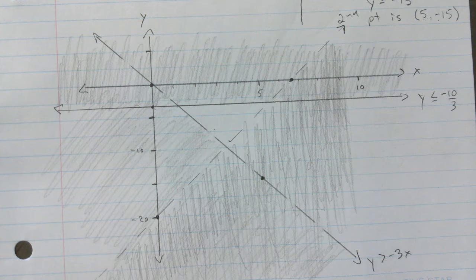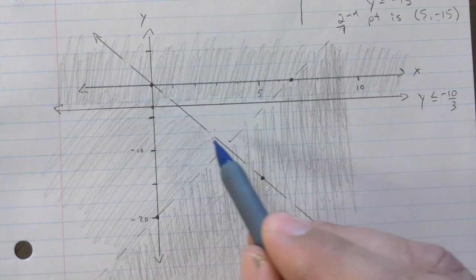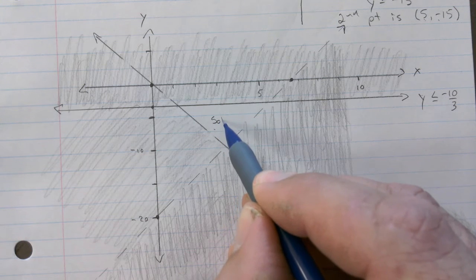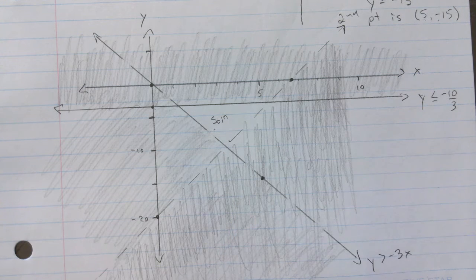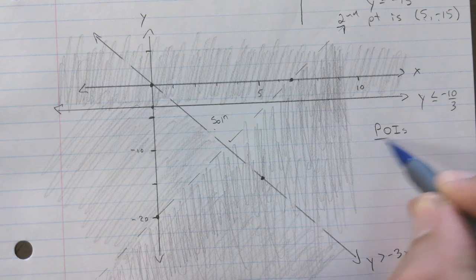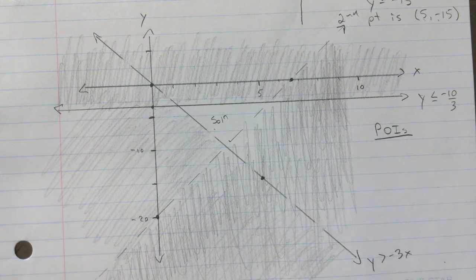Okay? The solution region needs to be labeled. In this case, it's an enclosed region. So you just write down solution like that. And we're going to find our POIs, our points of intersection, on the side here. So that's basically how you graph it, right?